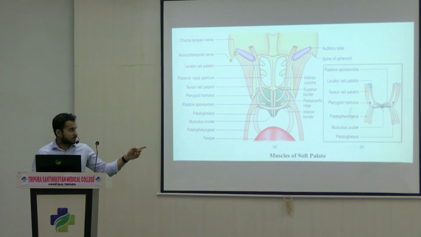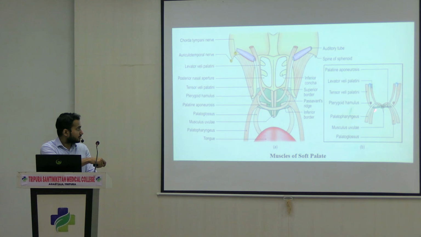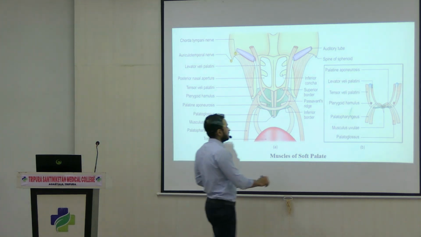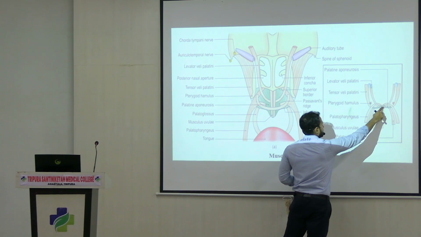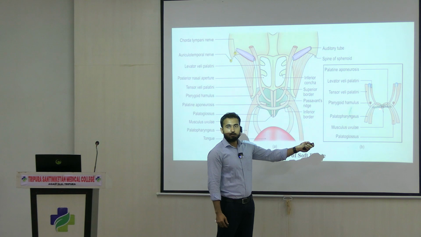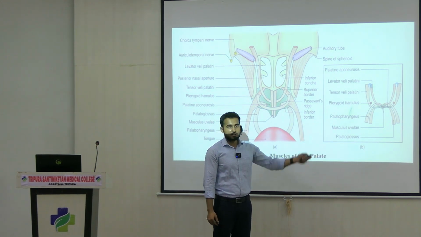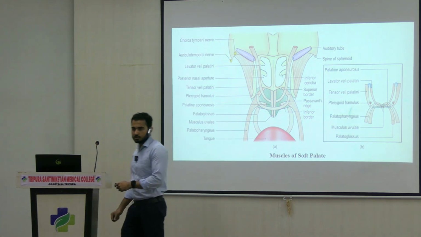Okay, can you show me the intrinsic muscle over here in this diagram? Can you see the intrinsic muscle? See, this one is the intrinsic muscle, musculus uvulae. So this musculus uvulae is the only intrinsic muscle present in the soft palate. Rest all the muscles are extrinsic muscles. Okay.